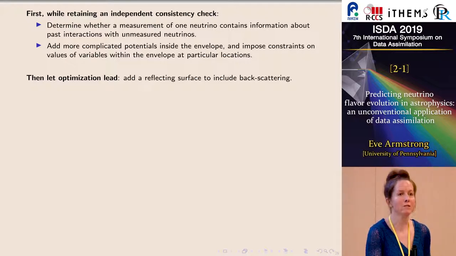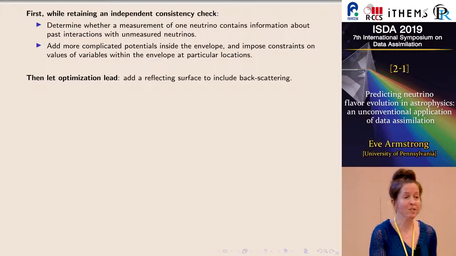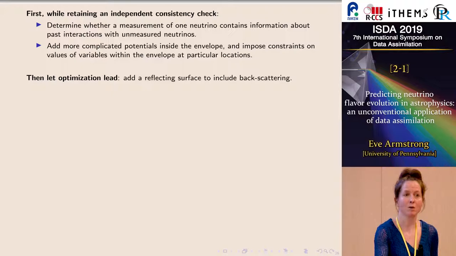Ultimately, the point is to add to the problem reflecting surfaces, add backscattering, make this a problem that cannot be solved with numerical integration. And at that point, trust our DA procedure enough to let it lead us blind and hopefully uncover new physics that we don't yet know about.